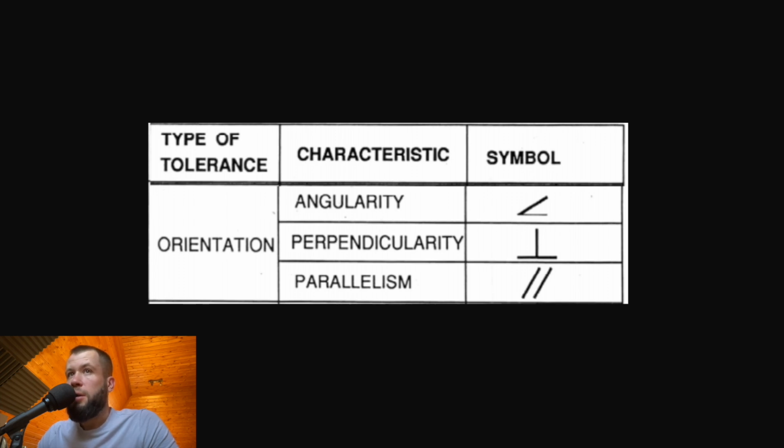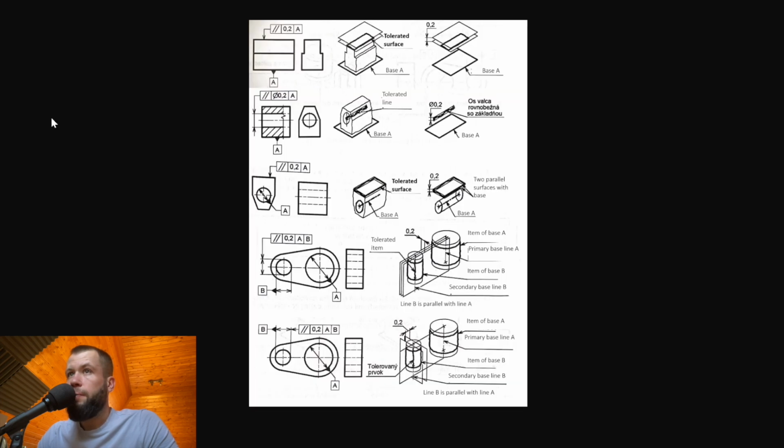Parallelism tolerance is the largest permissible deviation of parallelism, which is determined by the distance between two parallel planes, two parallel lines, and the space enclosed by a cylinder or rectangular parallelepiped, as you can see in these pictures.